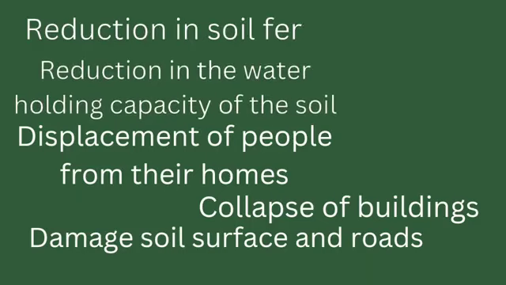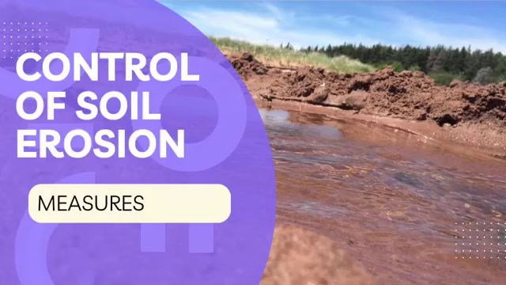How can we control soil erosion? The following are measures of controlling soil erosion: planting of vegetative cover, avoidance of indiscriminate bush burning, mulching, avoidance of overgrazing, crop rotation, terracing, irrigation, and then application of organic manure.